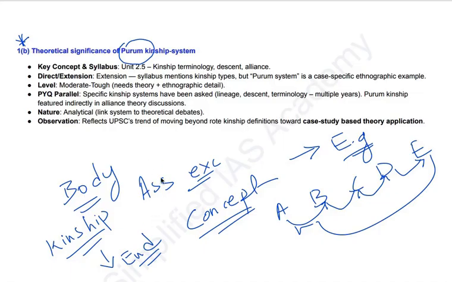Now, once you know about the Purum system, as I mentioned, you can write about the alliance theory. You can write about how the closed cycle of this exchange works. You can draw the line diagrams and everything. You can also compare it with other systems if you want. That is one of the things you can do. So that's how you will be able to finish this particular answer.